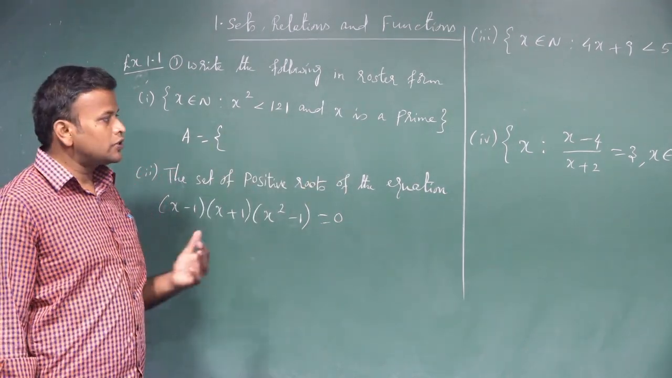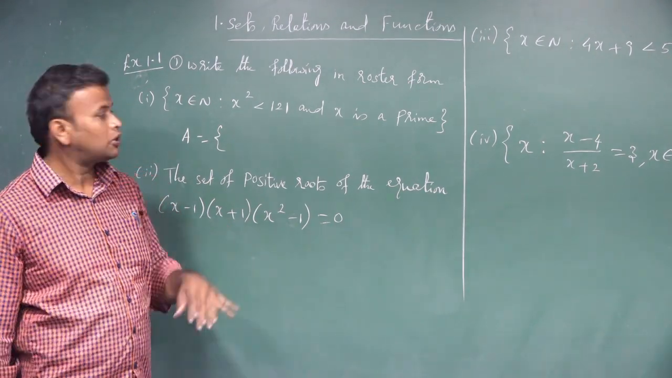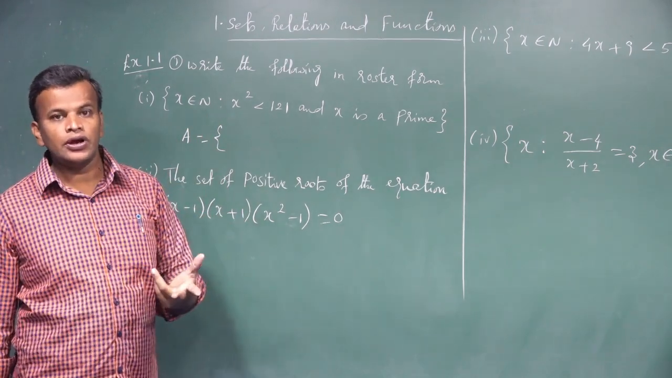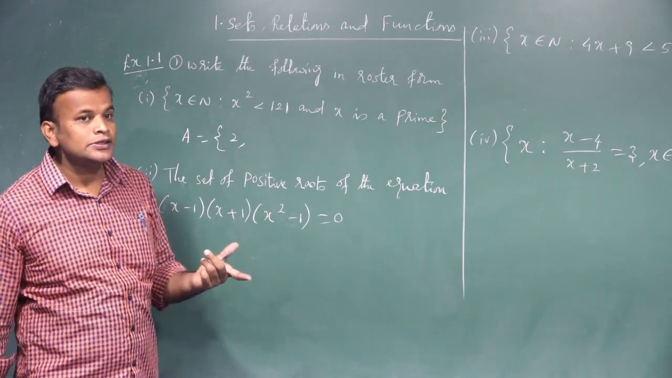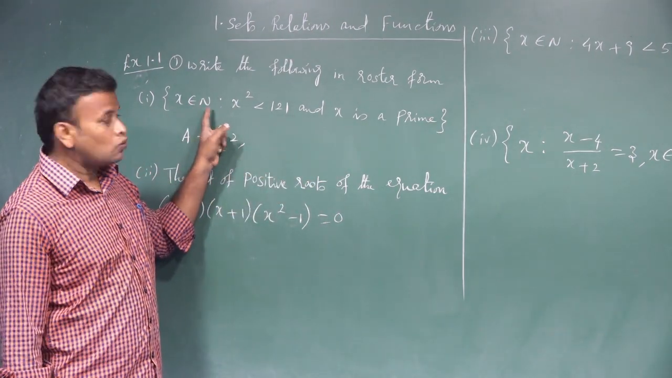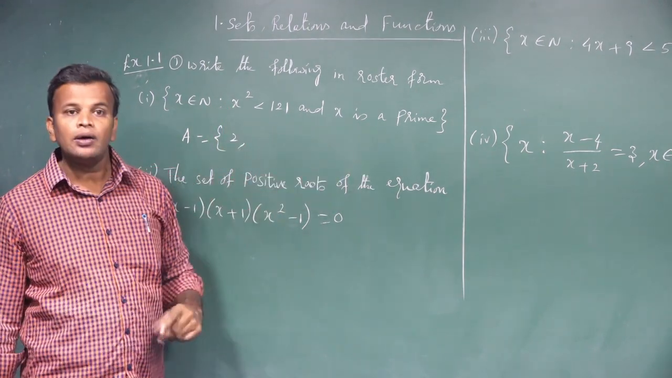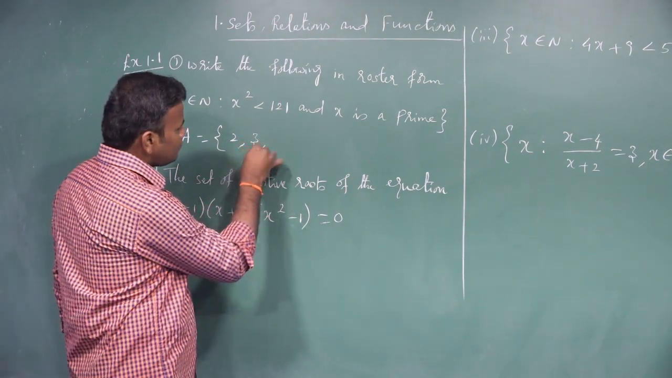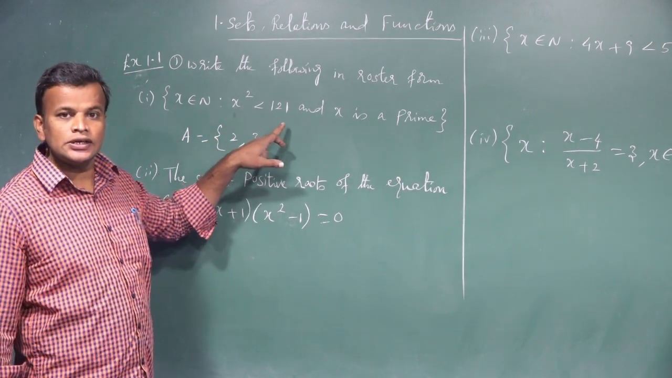You know what is the first prime number? 1 is not a prime number and also not a composite number, because x belongs to N. Next, 2. 2 is the only even prime number. So the first value of A is 2, which is possible because it satisfies all the conditions. 2 belongs to N, whose square, 2 square, 4, is less than 121, and also x is a prime number. What is the next prime number? It is 3. It is also possible because 3 square is 9, which is less than 121.